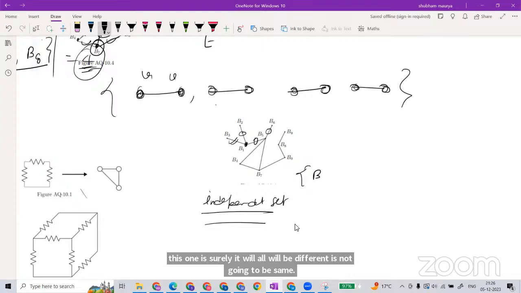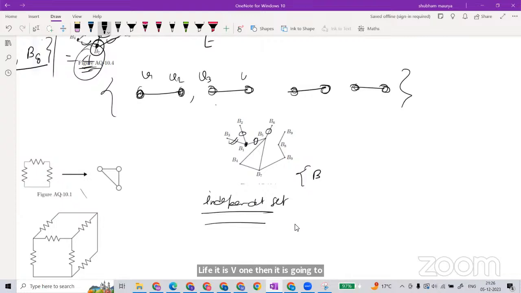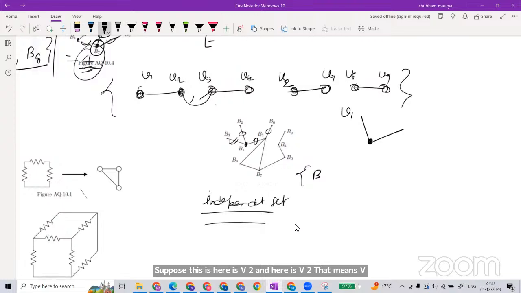Like if it is V1, then it is going to be V3, then V4, this is V5, this is V6, this is V7, this is V8, V9. But any one of them is not going to be the same. If they are the same, that means they are joined. Suppose here is V2 and here is V2, and here is V1 and this is V7. If these two are connected.